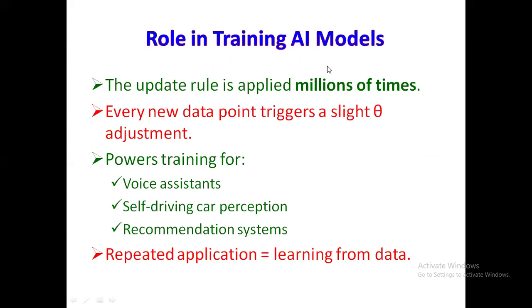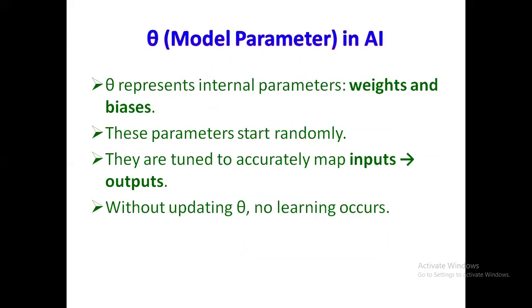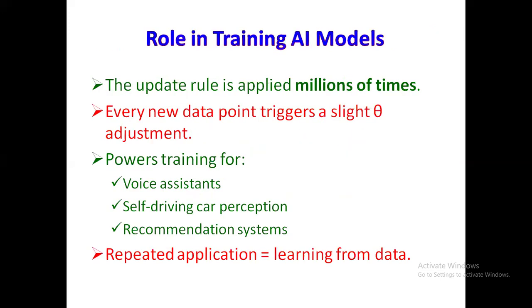Next, the role in iteration, the role in training an AI model. The update rule: what is the formula here? Theta is equal to theta minus alpha into ∂J by ∂θ. Here, the update rule is not just applied once but repeated millions of times during the training phase of an AI model. Each time the model processes a new data point or batch of data, it computes the gradient and adjusts its parameters slightly based on that feedback.